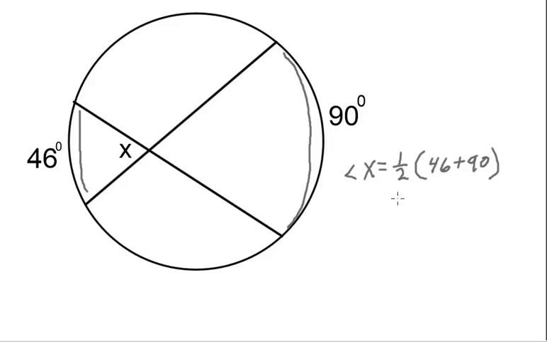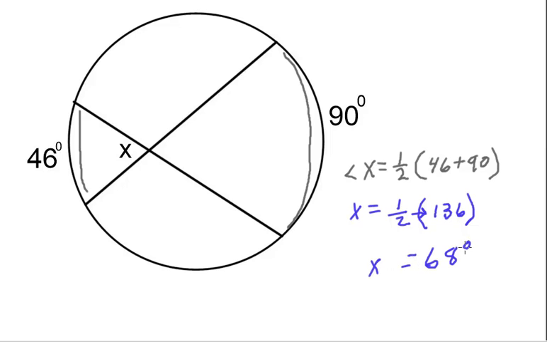So here we are looking for x, so x equals, well, 46 plus 90 is 136. And half of that, you can just divide it or you can multiply it by 1/2. It's the exact same thing. What is that, 68? 1/2 times 136 equals 68. So x equals 68.